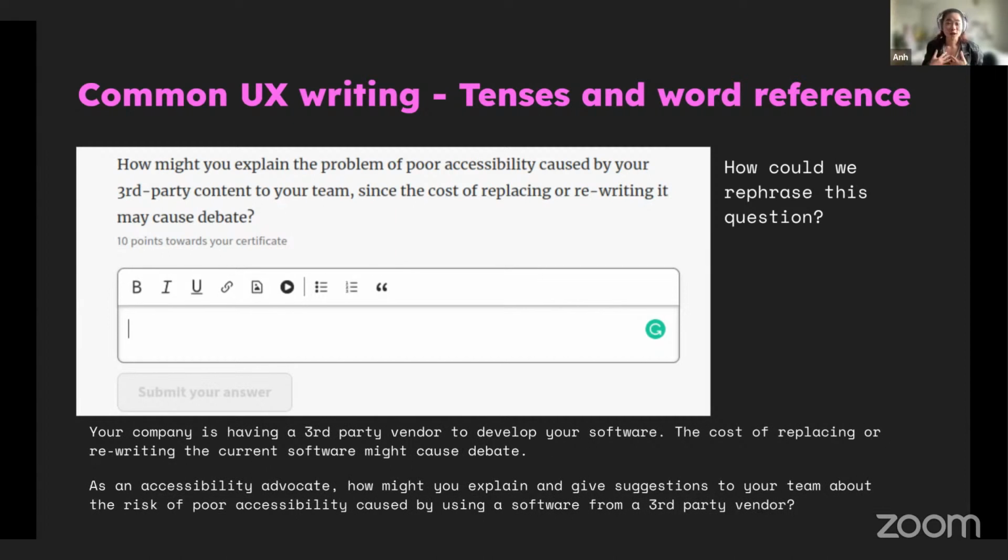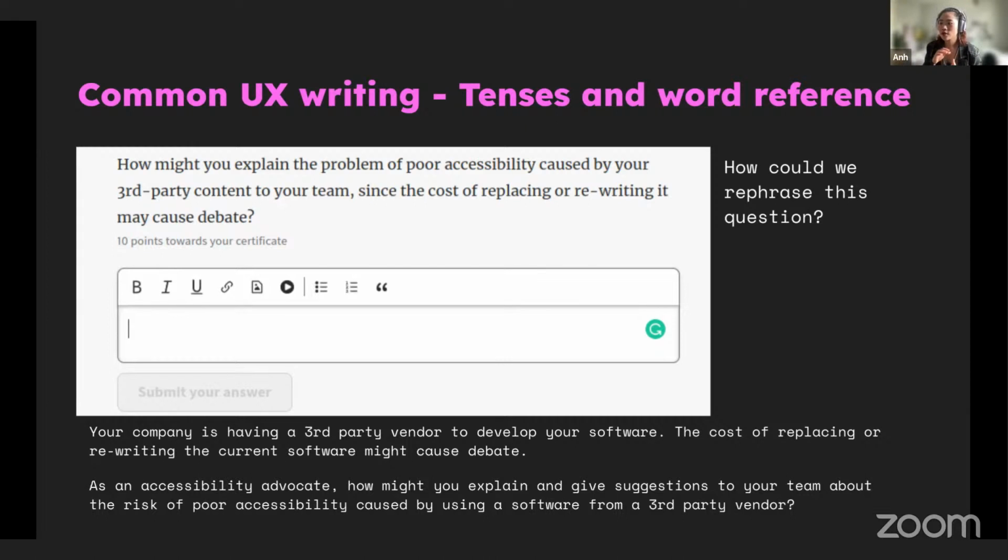Just for context, I'm not a content writer. Again, I'm also not a native English speaker. So this is just how I understand the question. There might be some content writer or UX writer in the chat or watching this who can provide way better examples and solutions for this. But here is just my take on it.